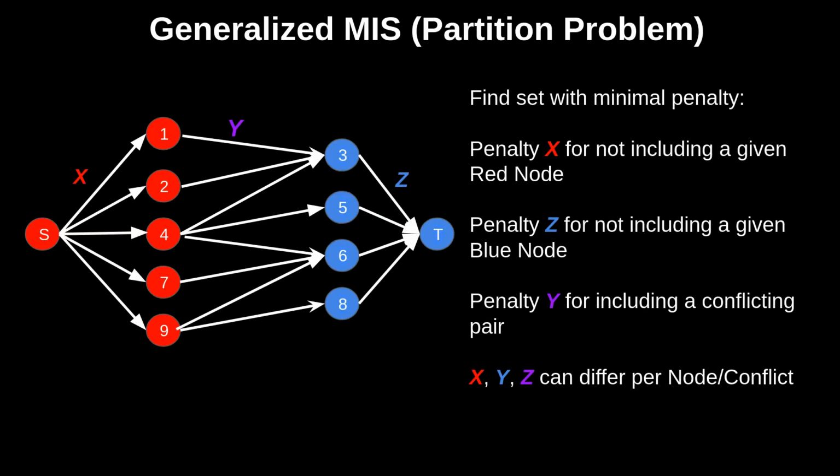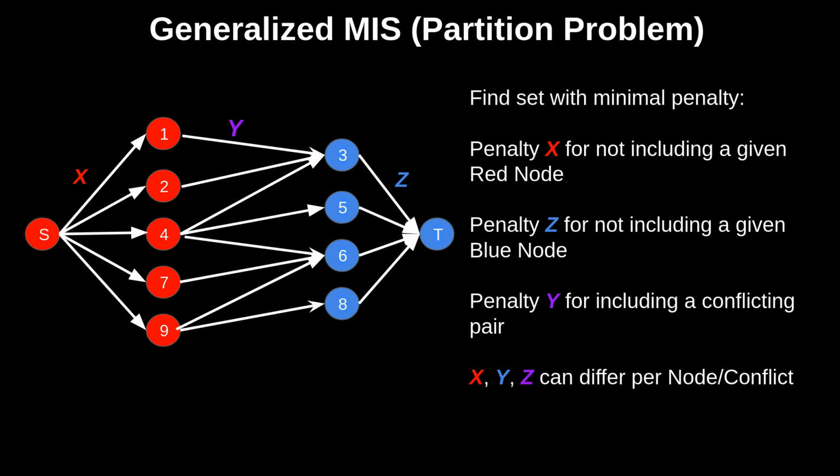However, if we were to generalize the maximum independent set into something called the partition problem, we can actually see that each of the 3 different types of edges in our graph, which we can label X, Y, and Z, where X are the edges that go from the source to our red nodes, Y are any edges that go between a red node and a blue node, and Z is any edge going from a blue node to the sink. The weights of these edges actually represent different penalties that could be incurred from a chosen set.